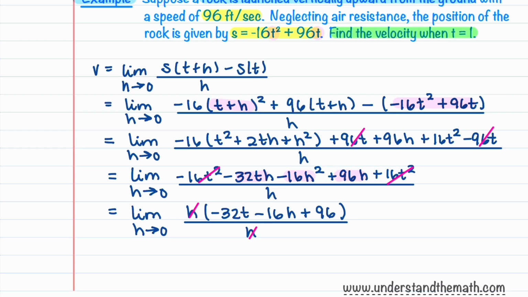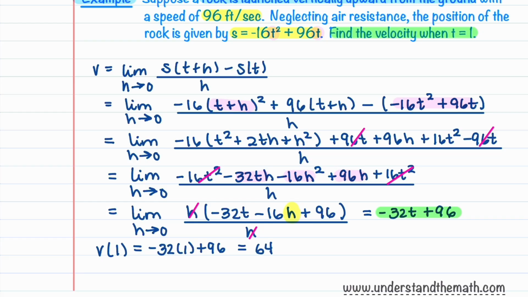And now we can just substitute in that h goes to 0. So we have minus 32t plus 96. That is our formula for the velocity. Our problem asked us to find the velocity when t is equal to 1. So all we have to do is take v, substitute t is equal to 1, and we get our answer. So this is minus 32 times 1 plus 96, and that is 64.